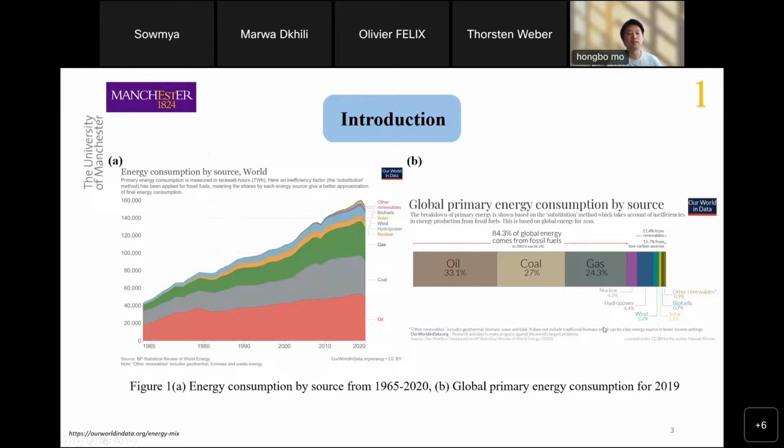As we know, the energy crisis and global warming are very urgent problems for human beings. However, the majority of energy production is still based on fossil fuels, which make up around 84% of global energy production. And the carbon emissions from fossil fuels are a major cause of global warming. Therefore, it is critical to develop renewable energies such as hydropower, wind, solar, and other renewable resources.